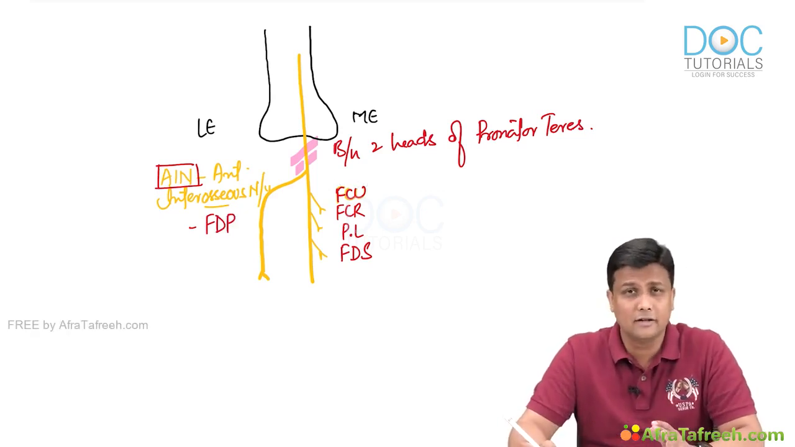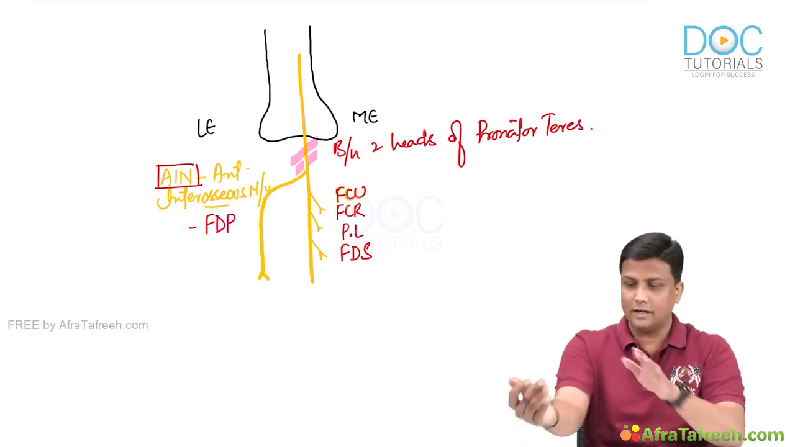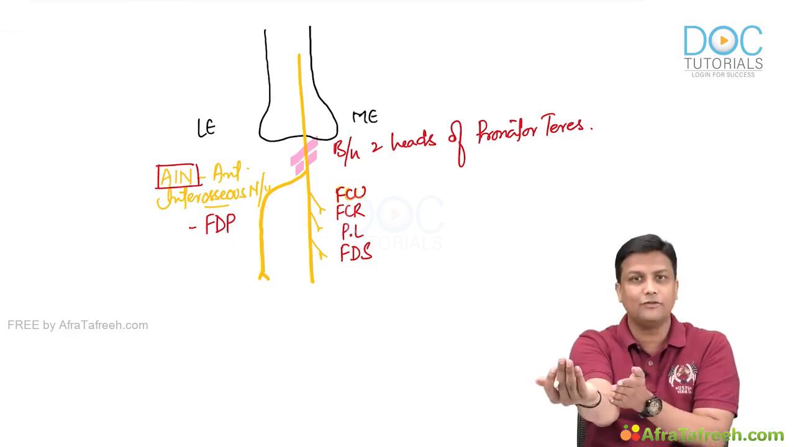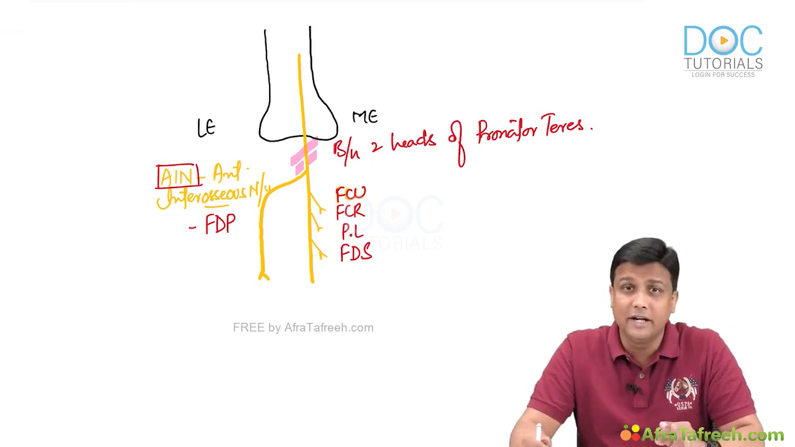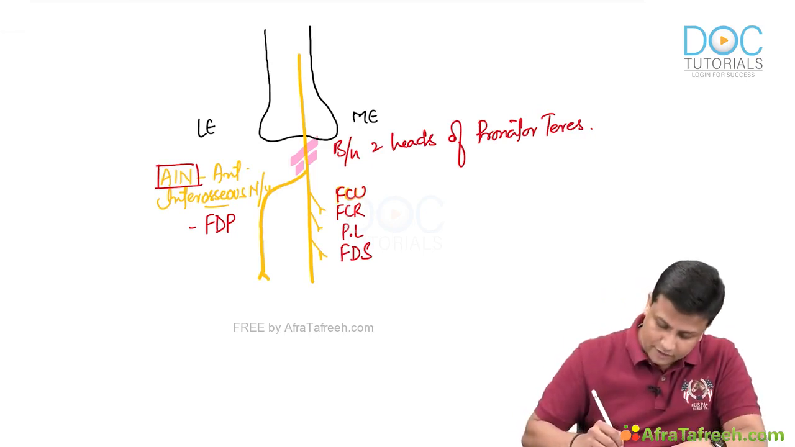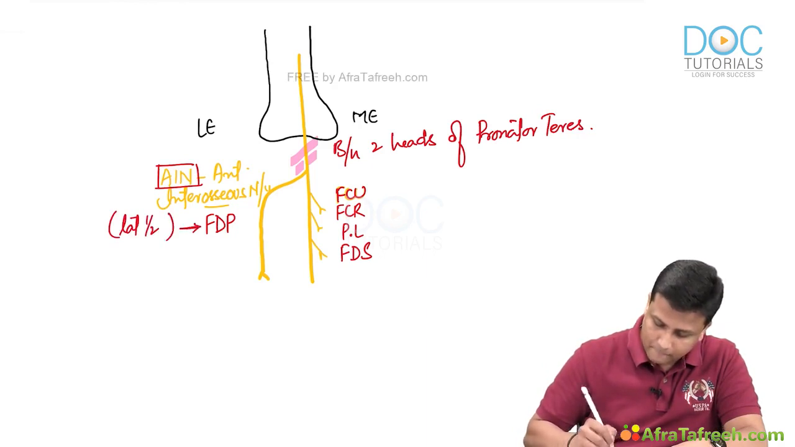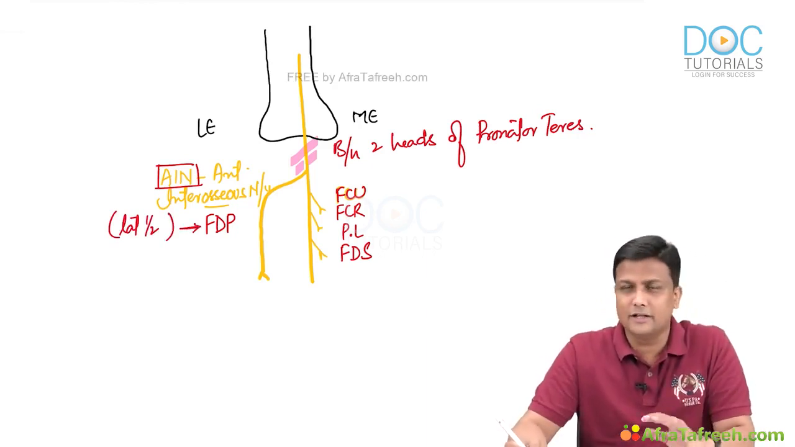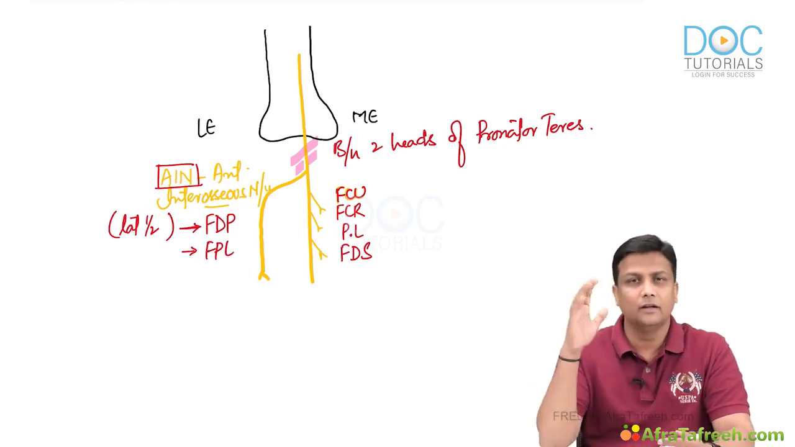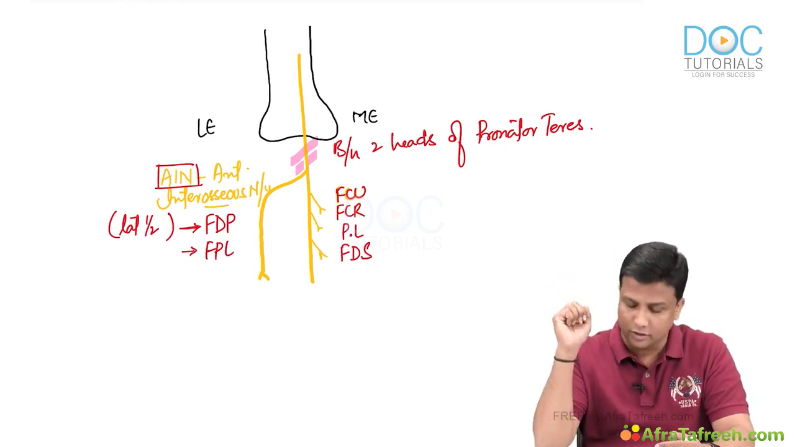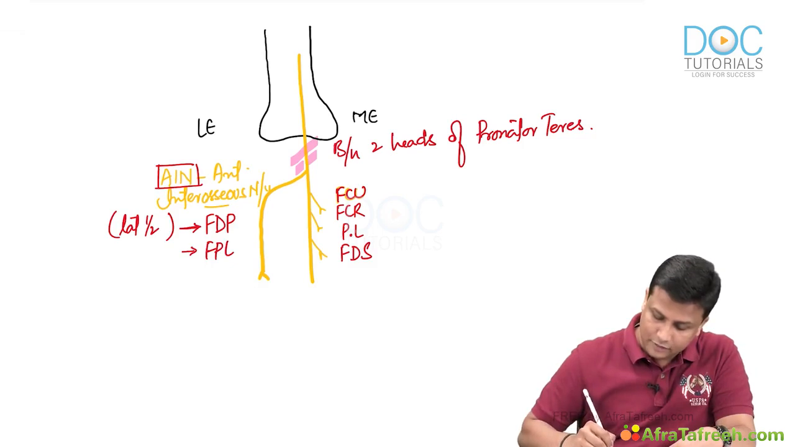flexor digitorum profundus. And we all know very well, for the FDP muscle, the medial half is supplied by the ulnar nerve, and the lateral half is the only one which will be supplied by the median nerve. So the median nerve is supplying only the lateral half of FDP, and that too through which branch of the median nerve? That is the anterior interosseous nerve. What else do you have in the deeper layer? You also have flexor pollicis longus, a muscle for flexion of the thumb, and finally the pronator quadratus muscle, guys.